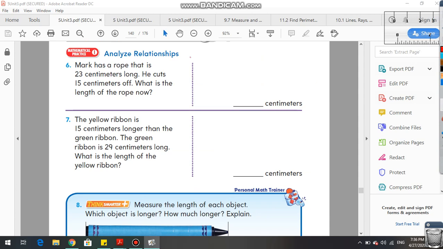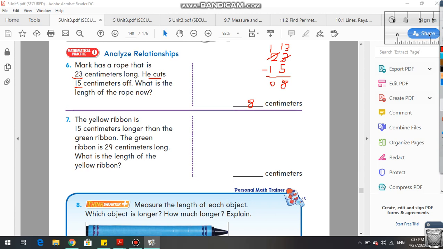Number 6, Mark has a rope that is 23 centimeters long. He cuts 15 centimeters off. What is the length of the rope now? Okay, he has 23 and he cut. Cut, guys, means he took. So I'm gonna subtract. I'm gonna say 23 minus 15. I will start with 1s. 3 minus 5, I can't do it. So 2 will be 1 and 3 will be 13. 13 minus 5 equals 8 and 1 minus 1 equals 0. So it's 8 centimeters now.